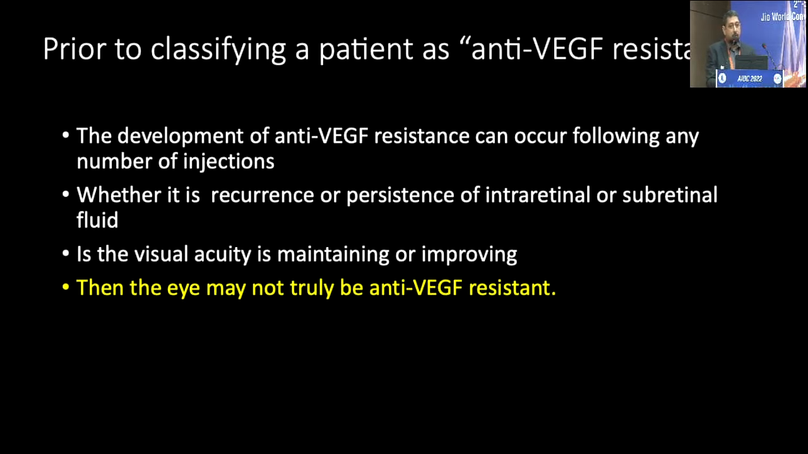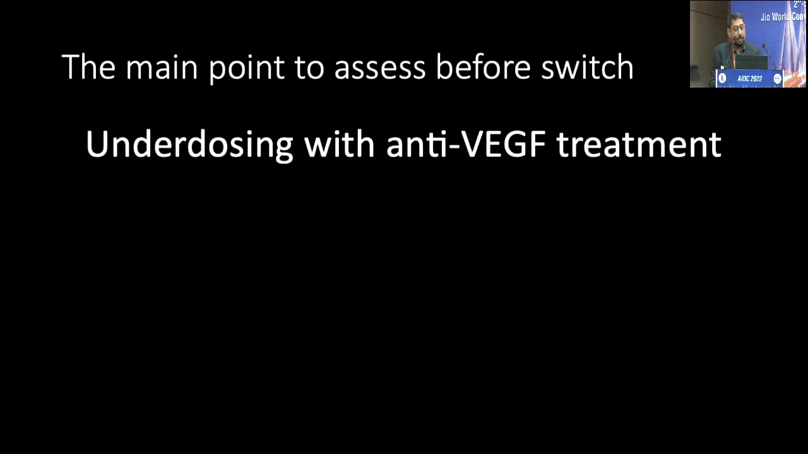Before you label a person as being anti-VEGF resistant or not responding, the most important thing is to check two things. Has the fluid gone away and has it come back? Then it is not persistence. The second point, is the visual acuity maintaining or is it improving? That's also important. And the third point, we'll come to later. I'm just keeping it as a little bit of suspense. But these 2 points, you have to really know whether you're going to call it a persistent DME.